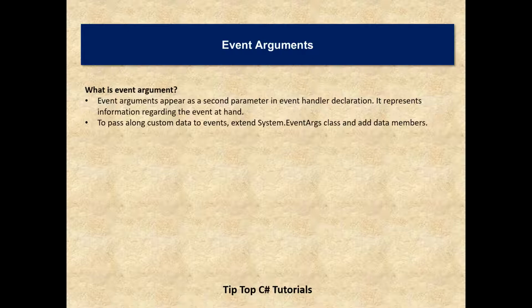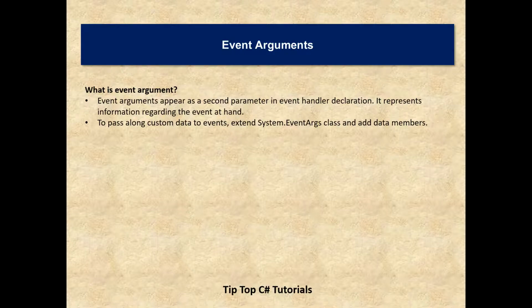What is an event argument? When you talk about events, we need to pass data between different events. So event arguments appear as a second parameter in the event handler declaration. If you want to pass some information regarding the event at hand, this is the argument to be used. So that raises a question. If custom data needs to be passed, how will you do that? There is a way by which you can extend system event args and add data members, whatever you want to pass across different events.